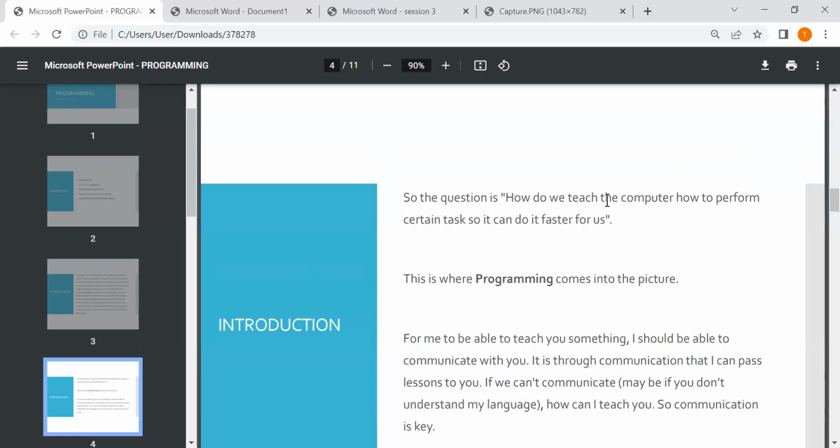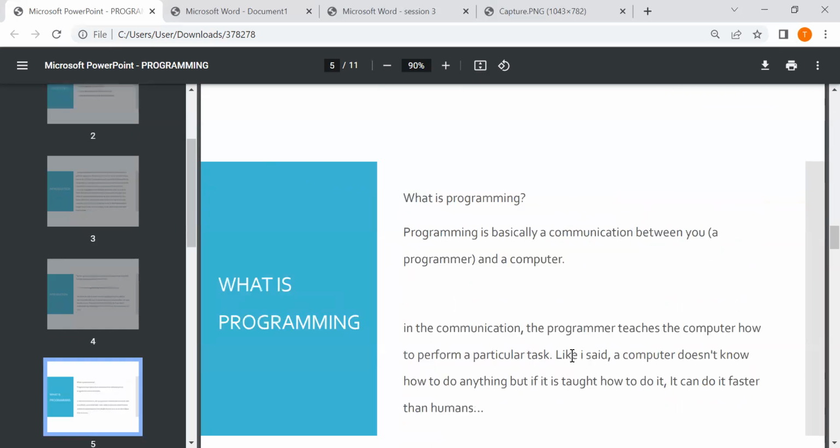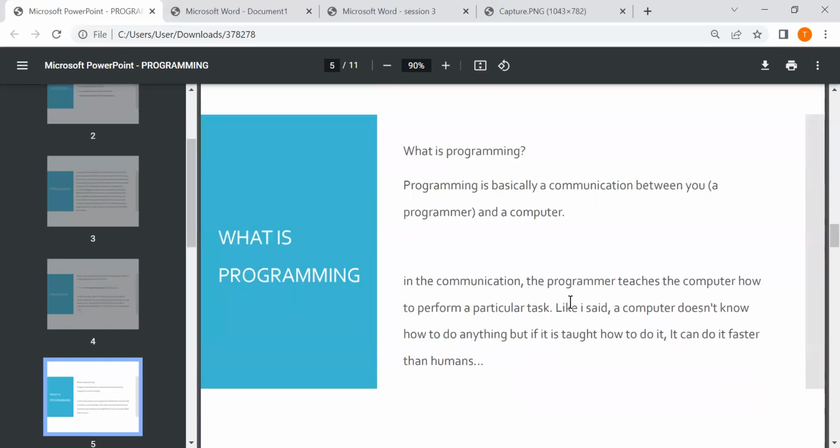So the question here is, how do we teach the computer how to perform that operation for us so that it can do it faster for us? This is where programming comes into the picture. You get it? For me to be able to teach you something, I should be able to communicate with you. It is through communication that I can pass lessons to you. If we can't communicate, maybe if you don't understand my language, how can I teach you? So communication is key. It is through communication that we can teach the computer how to perform a particular task or teach it how to do something so that it can help us. So this is where programming comes into the picture.